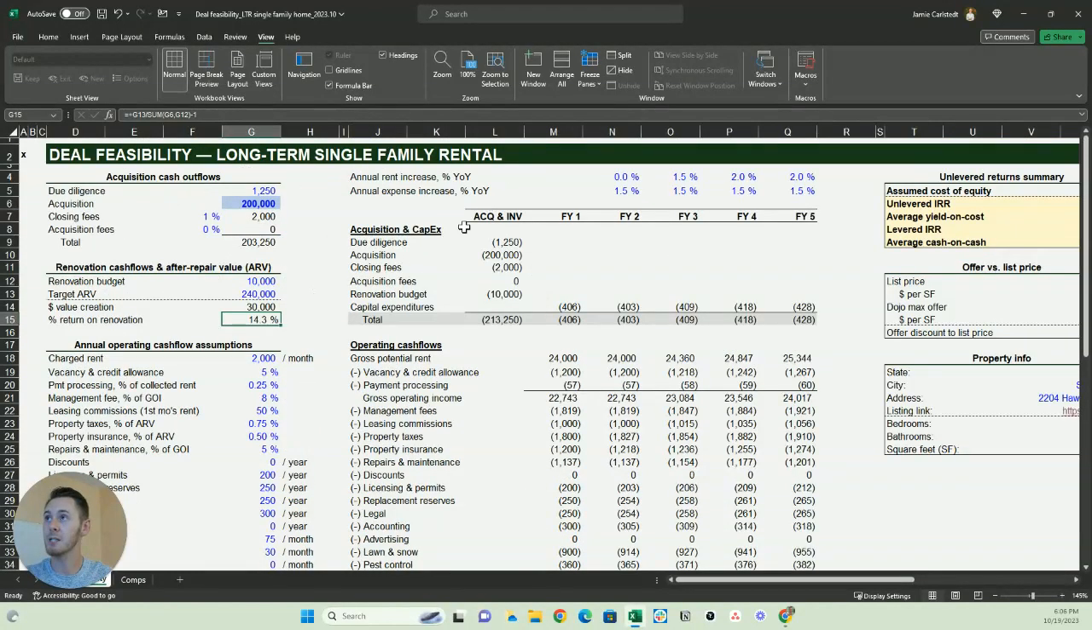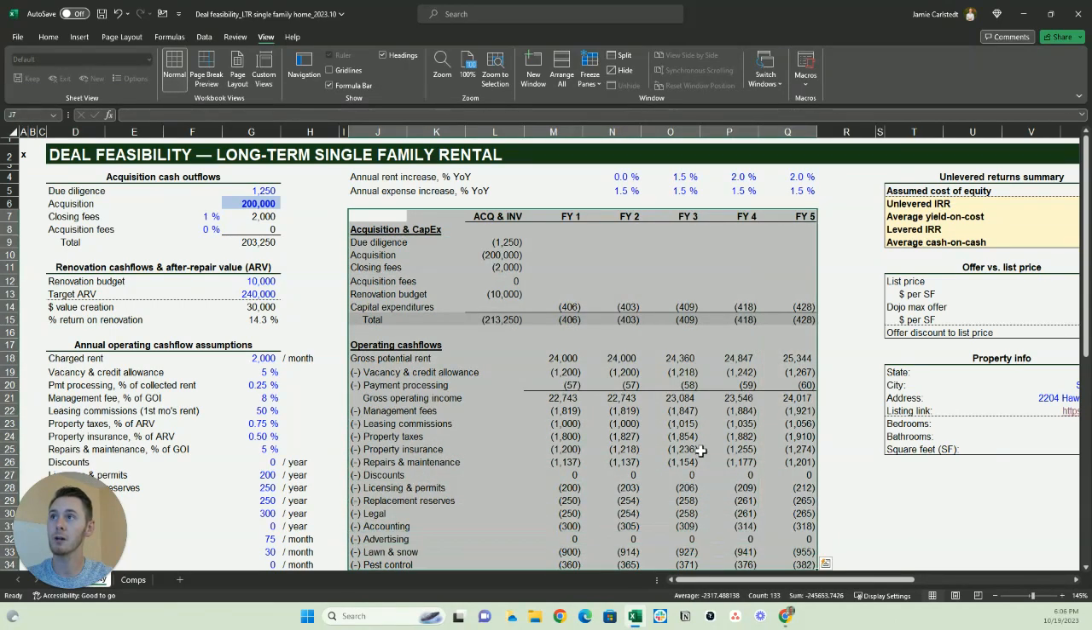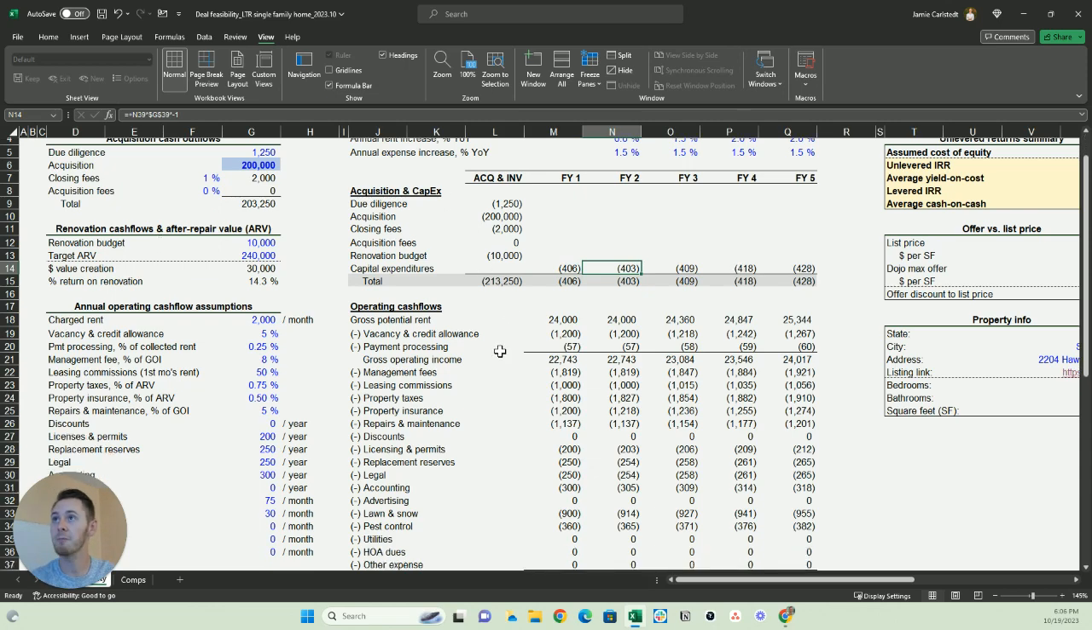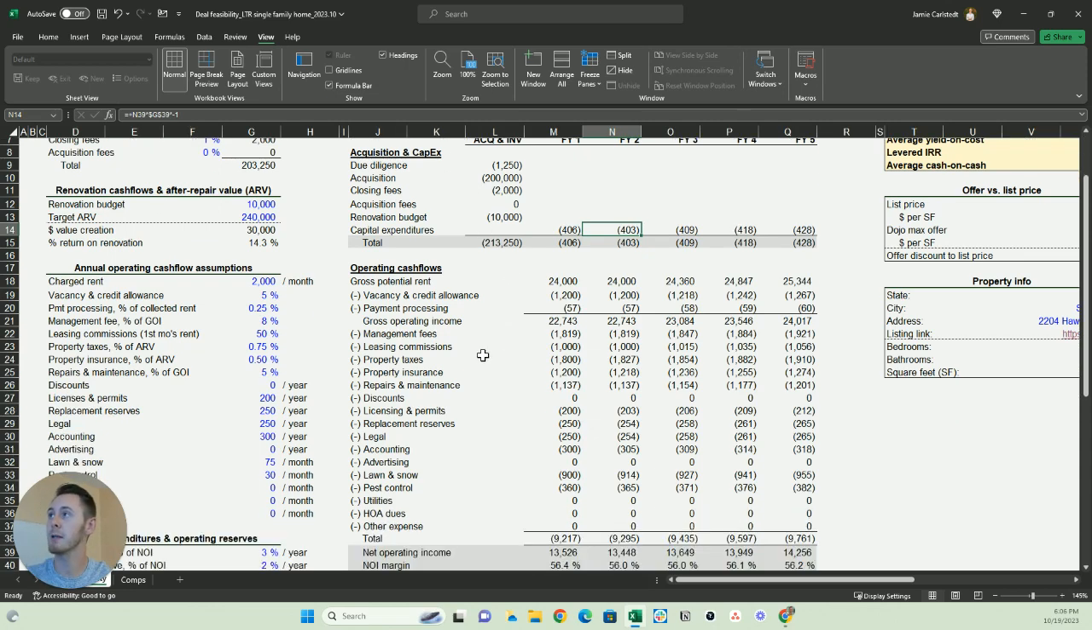So these are the upfront expenses. You can see here, these are cash flows for the deal. Due diligence here is $1,250, acquisition is $200, closing fees is $2,000, acquisition fees is $0, renovation budget is pulling here at $10,000, and then CapEx, that's only during the operating period. So those are the upfront cash out of pocket expenses.